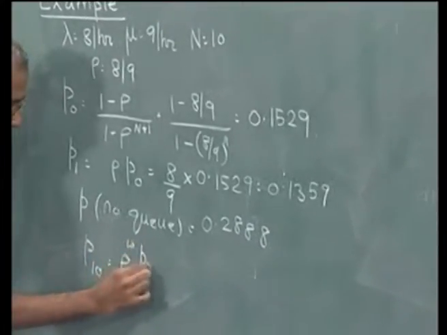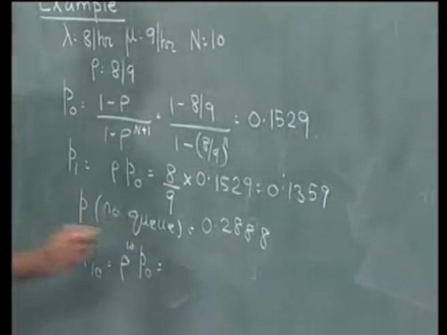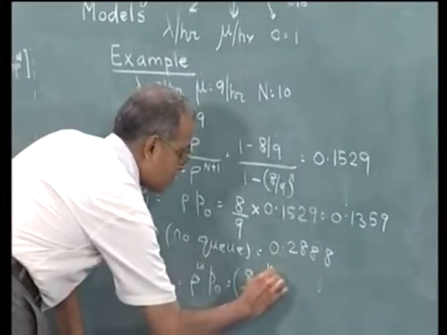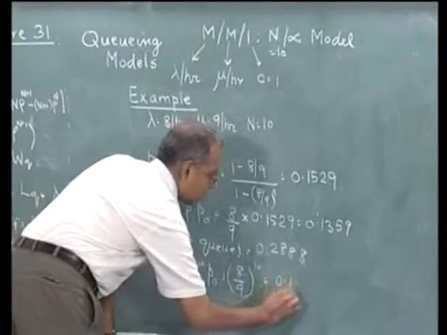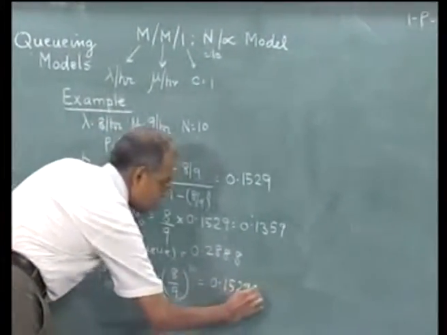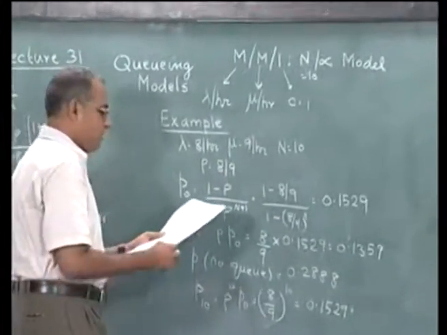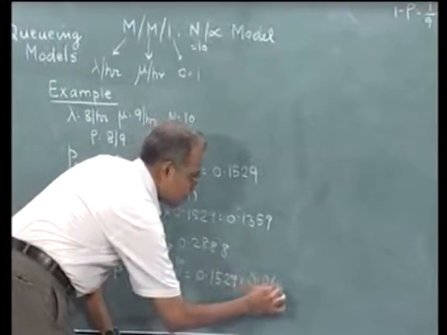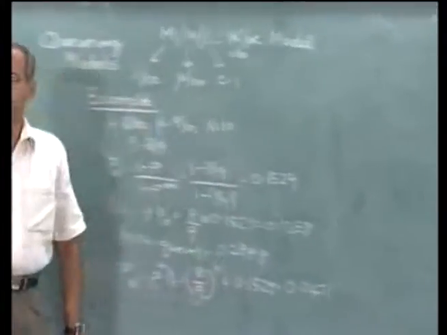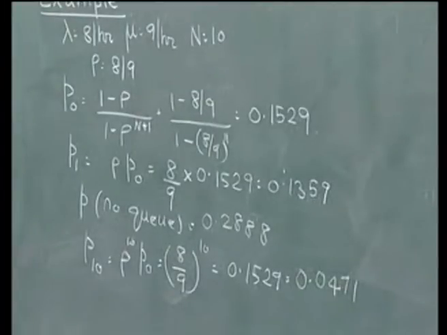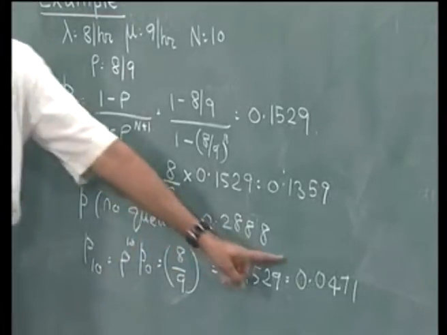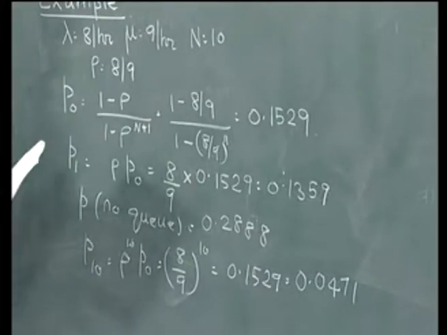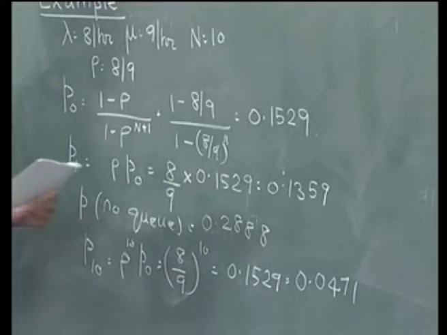Now, continuing, probability that there are 10 people in the system, P 10, is rho power 10 P naught, this will be 8 by 9 to the power 10 into 0.1529. This on simplification would give us 0.0471. So, probability that there are 10 people in the system is 0.0471, and in the earlier example, probability that 10 people in the system was 0.0341.